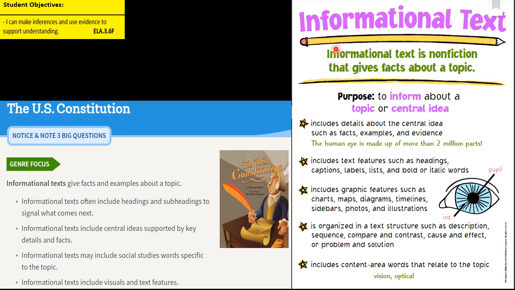Informational text is nonfiction that gives facts about a topic. Purpose is to inform about a topic or central idea. It includes details about the central idea, such as facts, examples, and evidence. Includes text features such as headings, captions, labels, lists, and bold or italic words. Includes graphic features such as charts, maps, diagrams, timelines, sidebars, photos, and illustrations. Is organized in a text structure such as description, sequence, compare and contrast, cause and effect, or problem and solution. It includes content area words that relate to the topic.